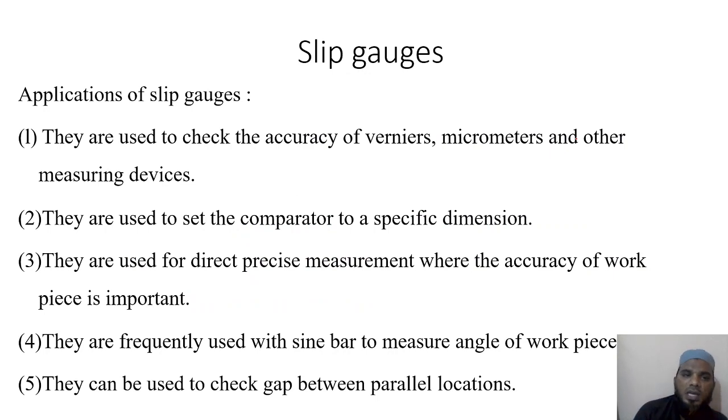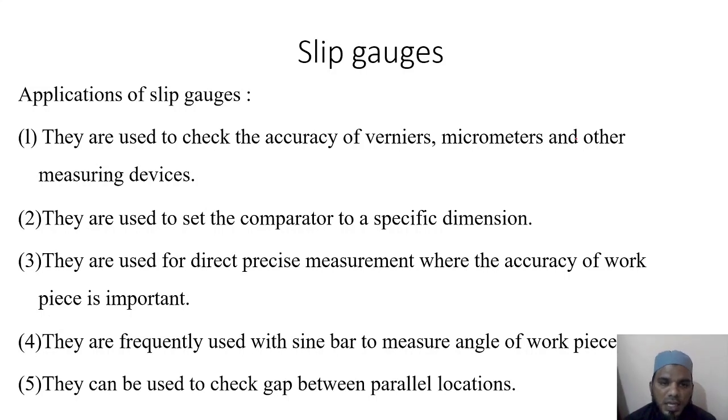So what are the applications? Generally the slip gauges are used to check the accuracy of vernier calipers. Once you have done measuring using a vernier caliper, the same value will be measured using slip gauges. By using that, we can check the accuracy of vernier calipers, micrometers, etc.